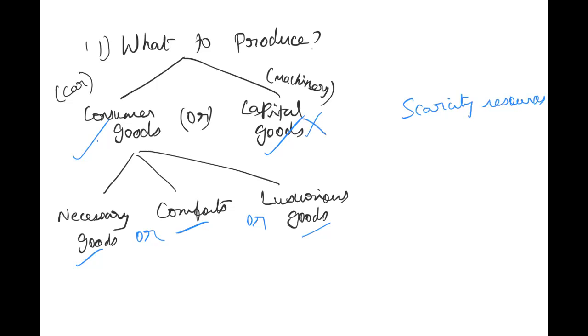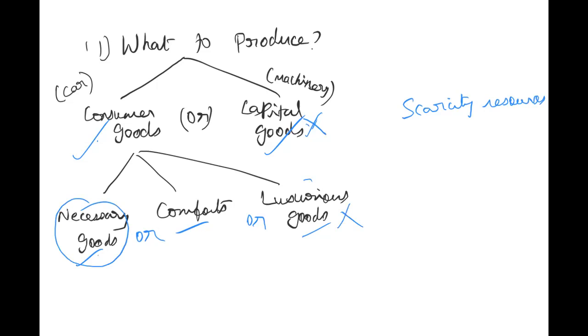So if the country decides to allocate resources for the production of consumer goods, then automatically it cannot produce capital goods; it has to sacrifice them. Again, even within consumer goods, if it decides to produce necessary goods, then the resources are not available for luxurious goods, and vice versa, or for comforts. So the first choice a country has to make is for the production of which type of commodity it is going to allocate its resources. That is the first problem the country has to face and decide correctly.